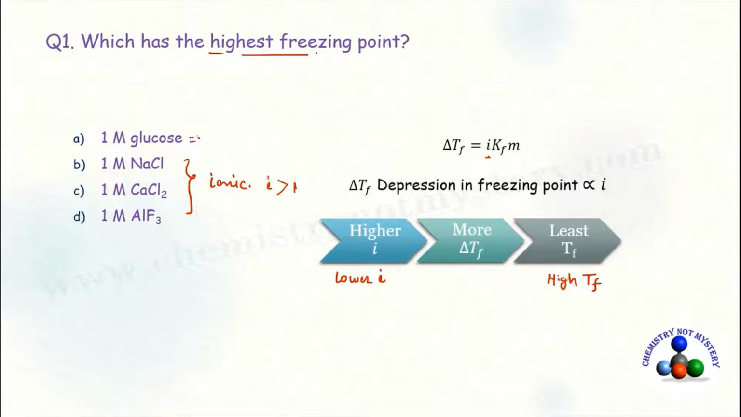But glucose is a covalent compound and covalent compounds do not dissociate. That's why the I value for glucose will be equal to 1. So among all the options, glucose will have the highest freezing point, and this will be the correct option.